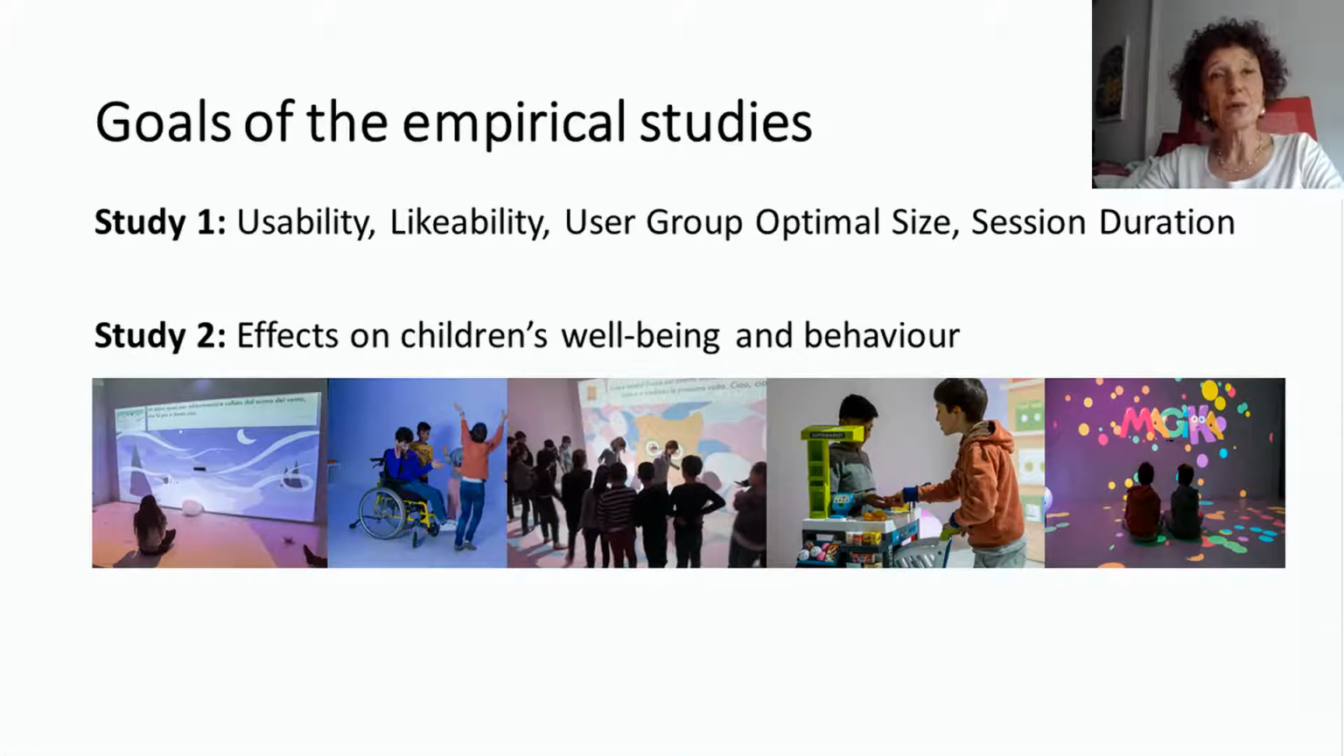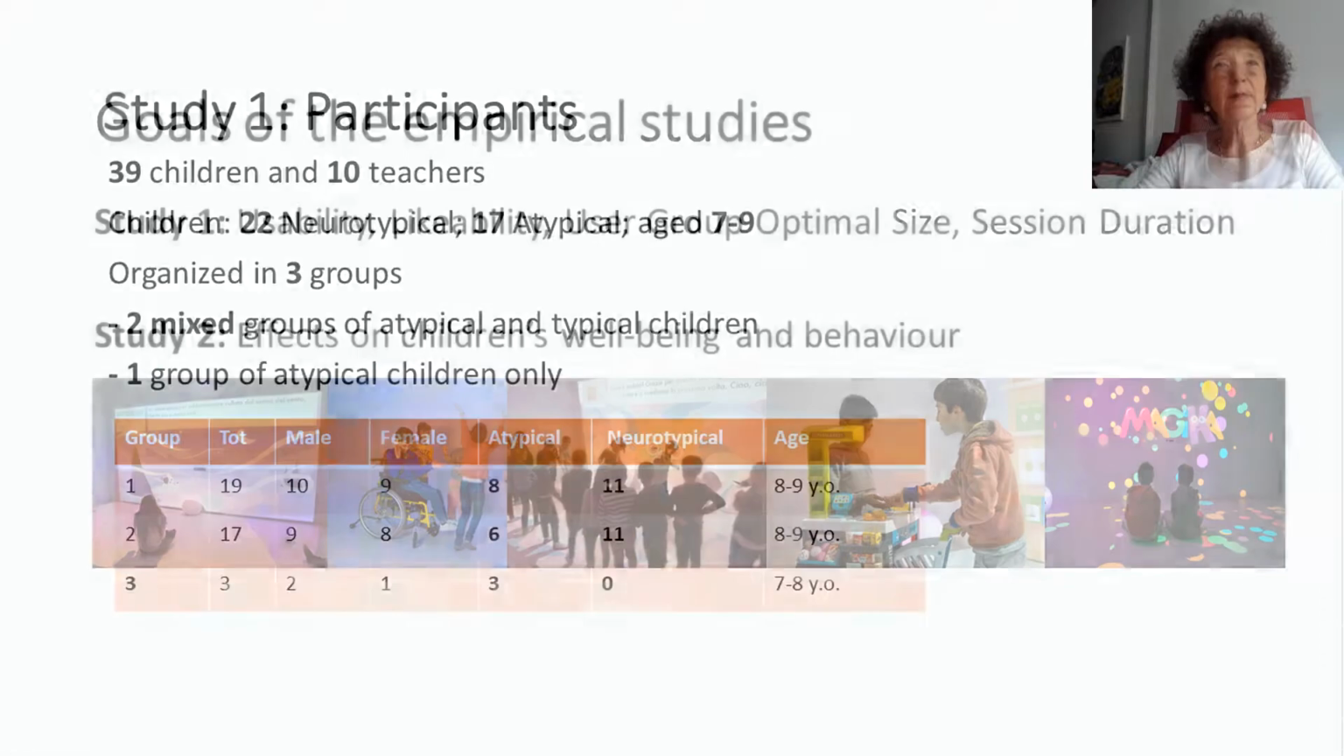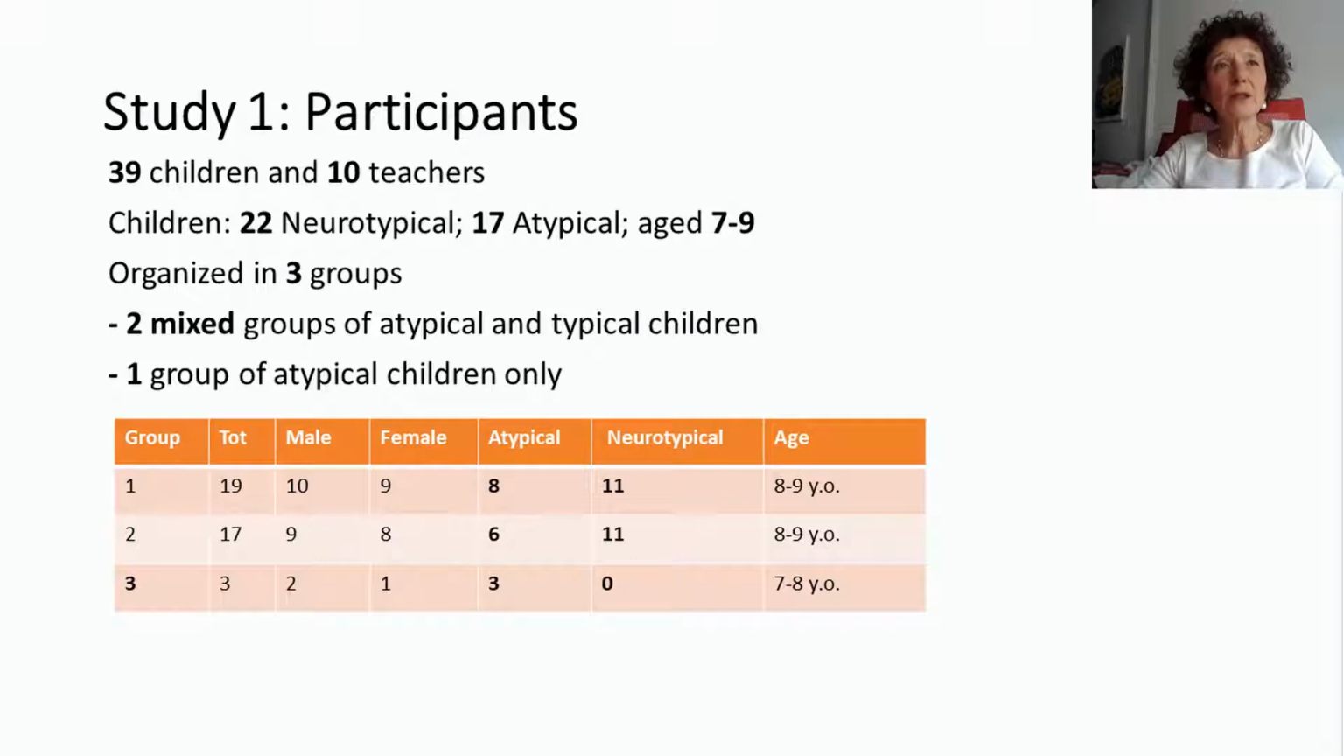In Study 1, we evaluated the usability of interaction and of digital and physical content, and the children's likability of the activities. We also investigated organizational aspects such as the size of the user groups and the session duration for an optimal educational experience. In Study 2, we focus on the effect of the Magic Room for improving children's well-being and behavior.